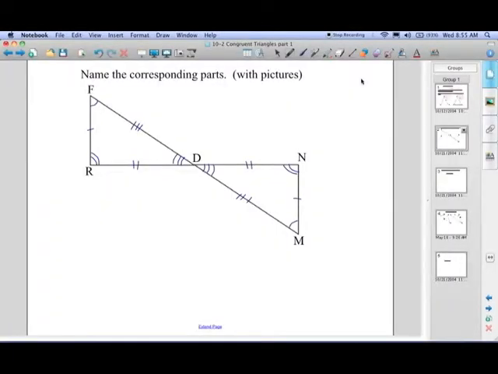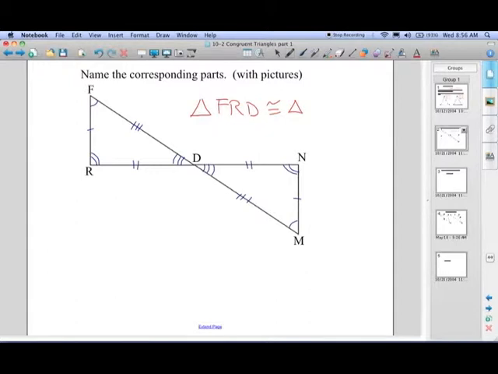On this slide, we're going to name the corresponding parts of 2 triangles, and this time we're given the pictures of the 2 triangles. So the first statement we need to make is which 2 triangles are congruent. So we look at one of the triangles, and we'll start with triangle FRD. And I chose triangle FRD simply because it's on the left-hand side, and I wrote them in the order FRD because F has 1 little hash mark, R has 2, and D has 3. Simply because that's the way we want to do things.